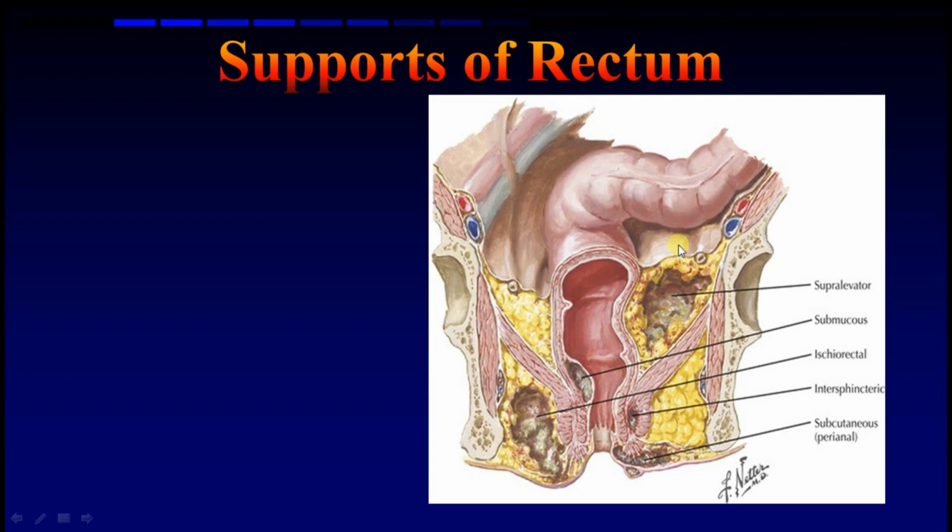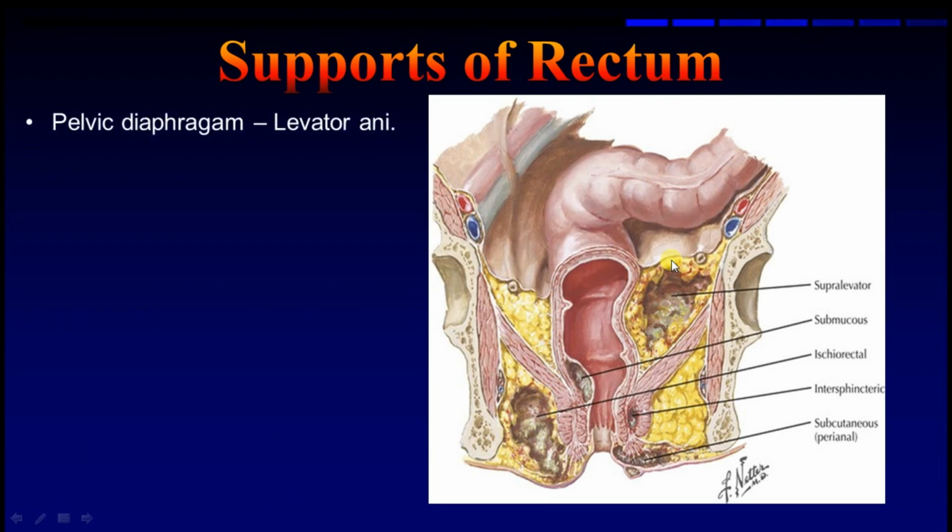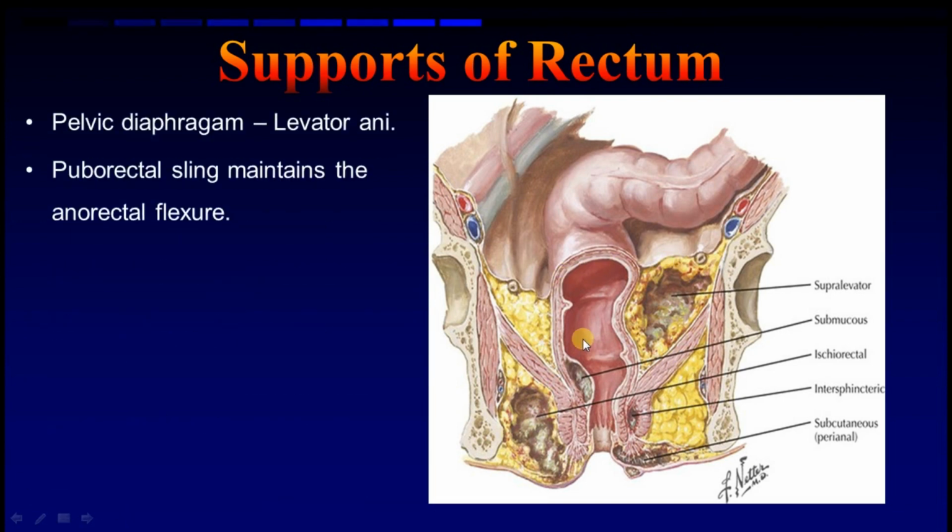Coming to the supports of the rectum, we have already discussed one support, the puborectal sling, which maintains the forward perineal curve, or the forward bend, of the rectum. Then the levator ani muscle, which you are able to see here, forms the pelvic diaphragm and helps to hold the weight of the pelvic viscera. The puborectal sling maintains the anorectal angle.